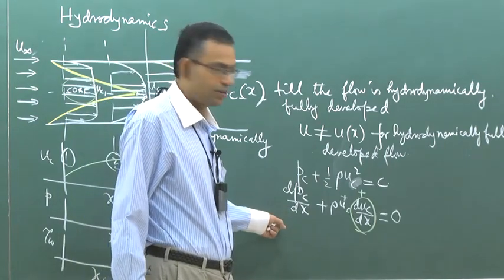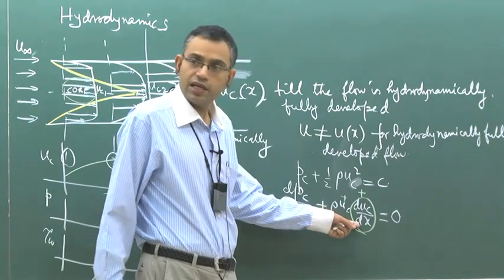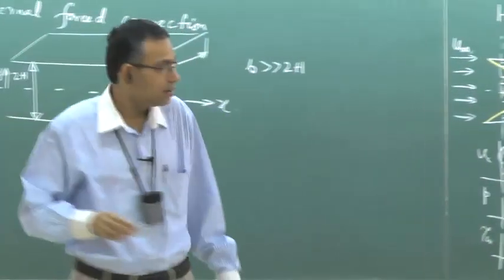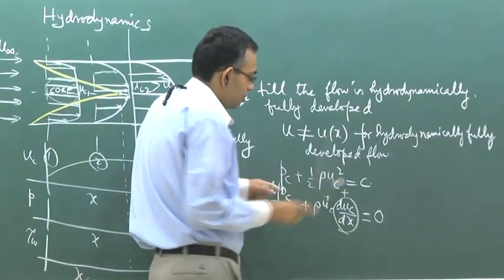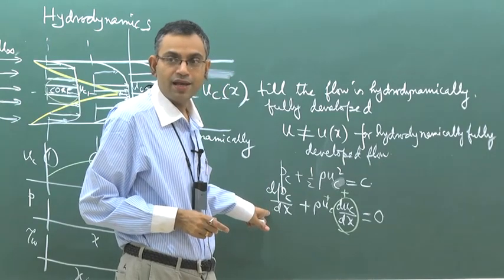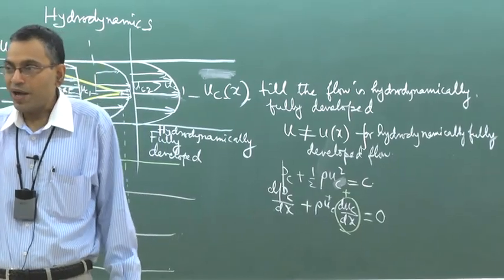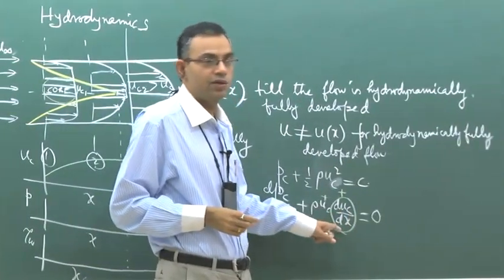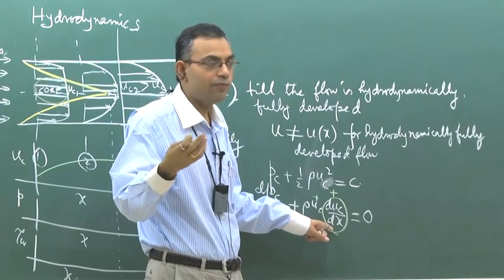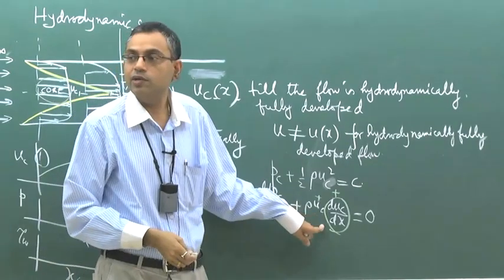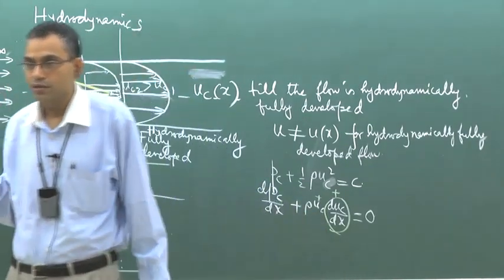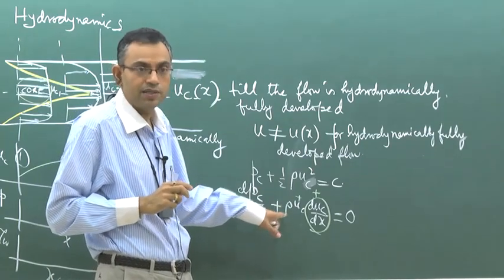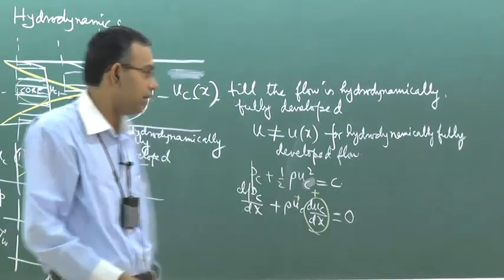Now after the flow has become fully developed, what is the situation? duc/dx will be 0. So dp/dx will be 0. Why are you accepting what I am saying? I am saying that when the flow has become fully developed, this will be 0 and you are accepting it. When the flow has become fully developed, the viscous effect has penetrated to the center line, so the Bernoulli's equation is no more valid. You cannot use this equation after the flow has become fully developed. This equation is only valid till the flow is becoming developed.